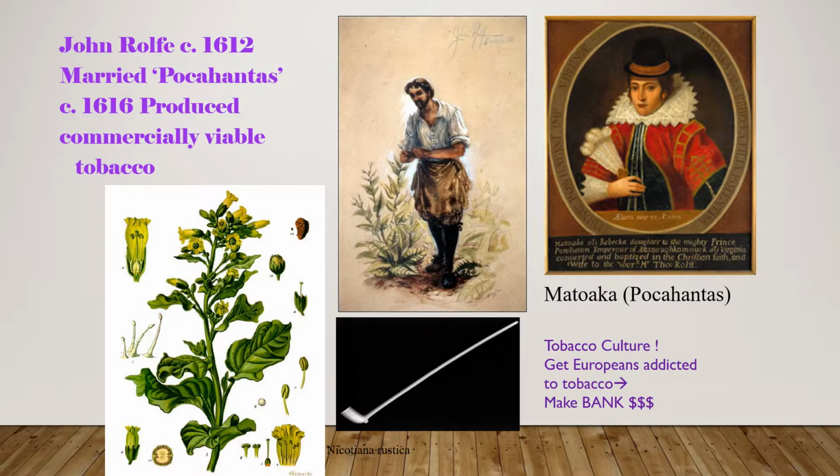Now, let's transition on and talk about Matoaka. John Rolfe is going to be married to Matoaka. Now, that's her image that you can see there on the right. And there are several other pictures of her that you can find out there if you really look, but that's probably what she actually looked like. The image was drawn from life, and there's a few things going on here.